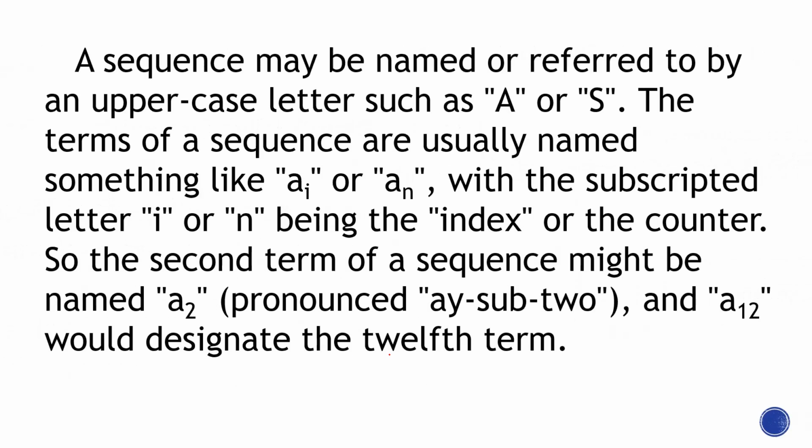A sequence may be named or referred to by an uppercase letter such as A or S. The terms of a sequence are usually named something like A sub 1 or A sub n, with the subscripted letter i or n being the index or the counter. So the second term of a sequence might be named A sub 2, and A sub 12 would designate the 12th term.